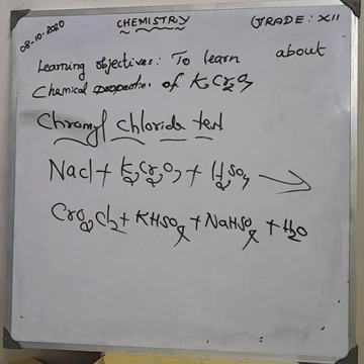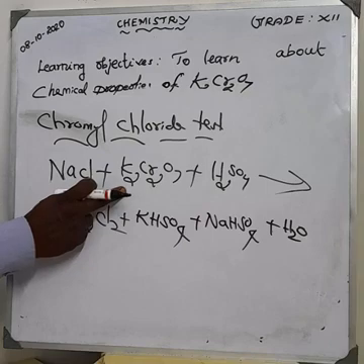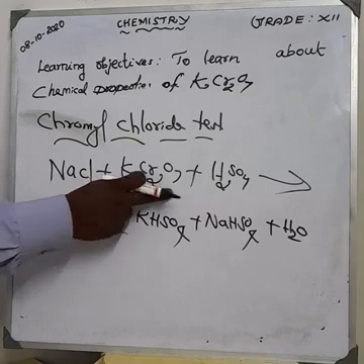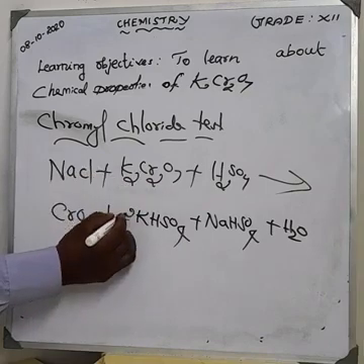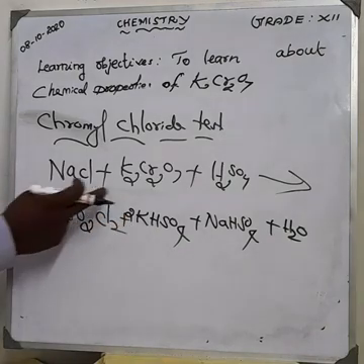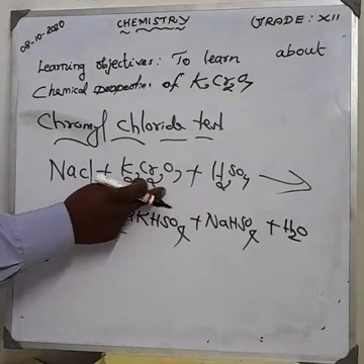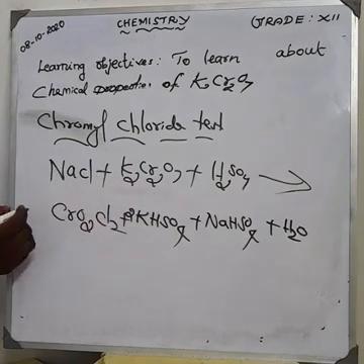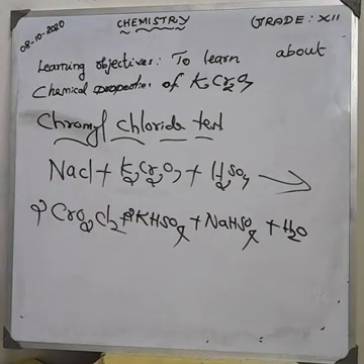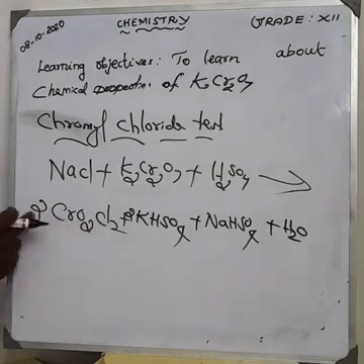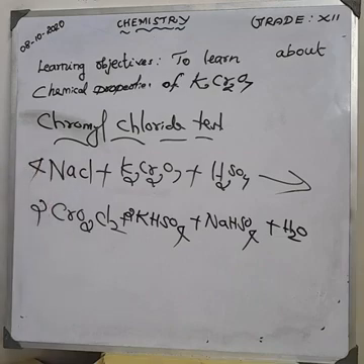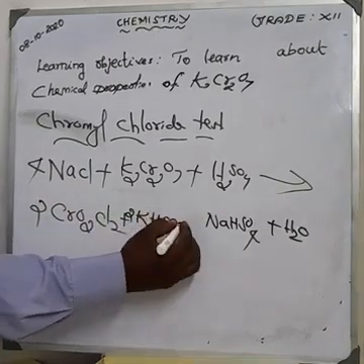How can you balance the equation? It is very important to balance the equation. How much potassium is there? 2 potassium, so make it 2. How much chromium is there? Chromium 2, so make it 2. Then how much chlorine is there? 2 into 2 is equal to 4, make it 4. How much sodium is there? 4 sodium, so make it 4 sodium.